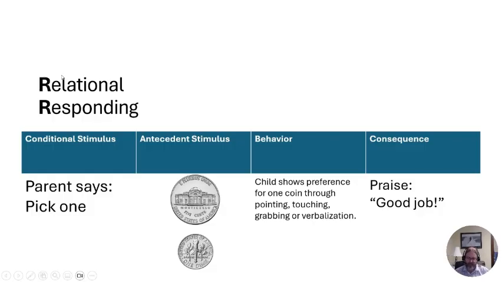Okay, now we're going to talk about two R's, relational responding. So our antecedent stimulus, now we're going to have two. So we have two stimuli. We have the nickel and we have the American dime. And we're also going to use a conditional stimulus here. So the parent's going to say pick one to indicate that we want them to respond to one of these two things. So they're going to respond on some basis. We don't necessarily know what that is, but they're going to make some response to these two stimuli, right? They're going to show a preference for one of the coins through pointing or touching, grabbing it, saying something, and we're going to praise good job, right?